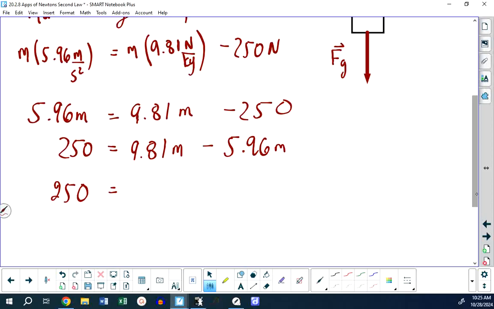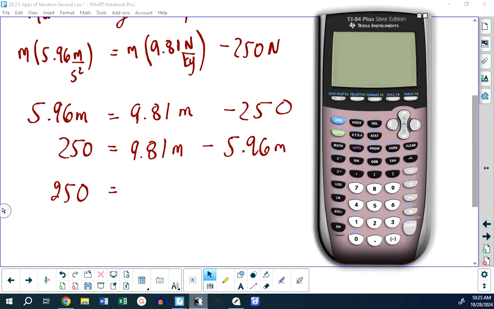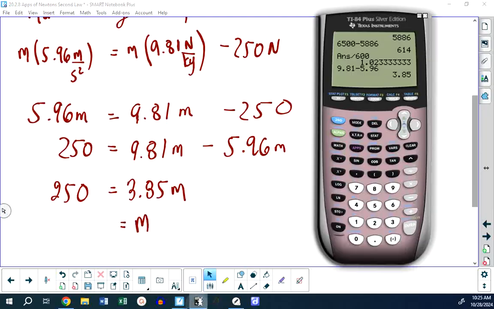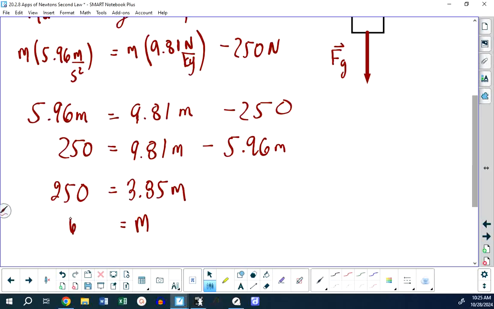And my brain is not up to carrying and subtraction here. So 9.81 minus 5.96, 3.85 m. So now we can divide the 250 by the 3.85 and get the mass, and this mass will be in kilograms. About 65 kilograms.